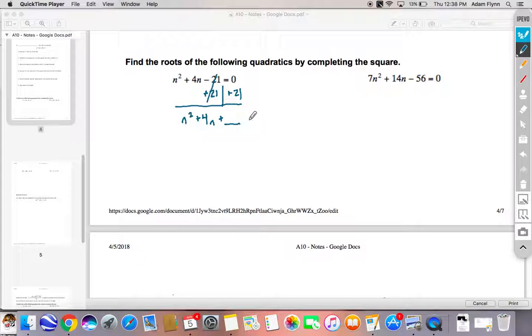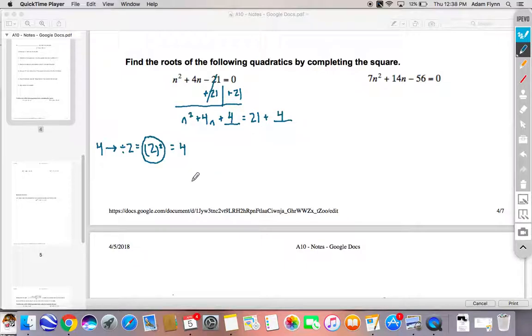plus blank equals 21 plus blank. So now we need to take our 4, which is our b term, divide it by 2, and we get 2. So this ends up being our magic number. We'll take that 2 and we'll square it. We know 2 squared is 4, so we're going to fill in our blanks with 4s.